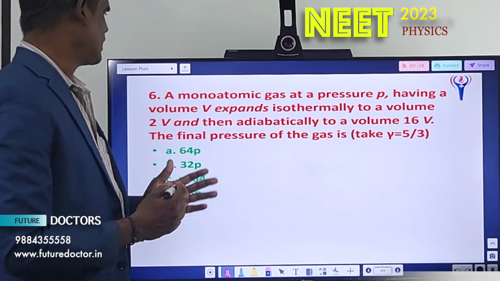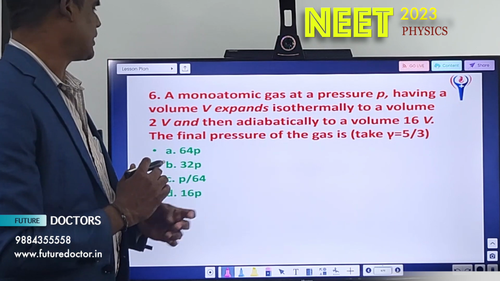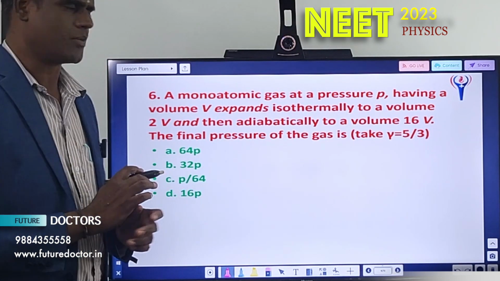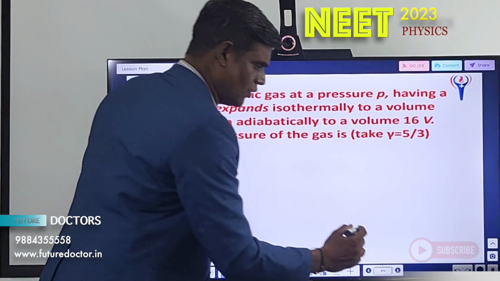By knowing the relation between pressure and volume for adiabatic and isothermal processes, that formula, you are able to find the solution for this 6th question. Let's move to the last question.